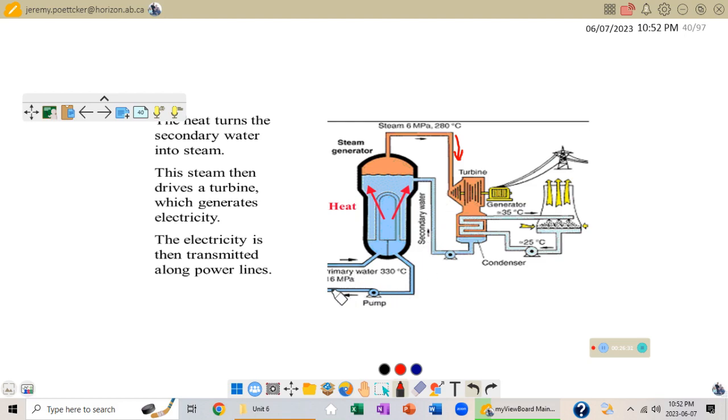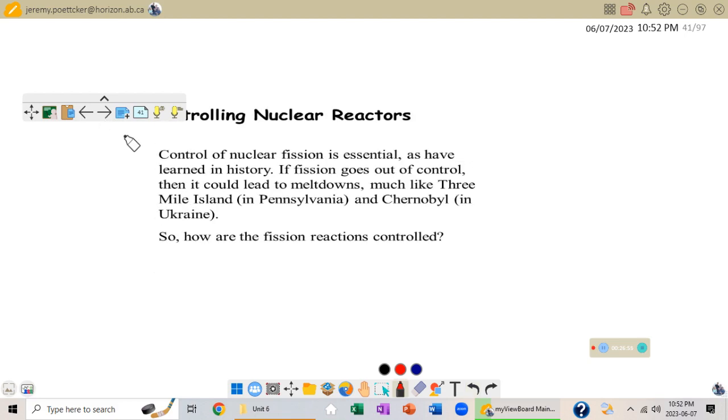So we've got heavy water going through a loop, we've got secondary water going through a loop, and we have cooling water going through a loop. None of these samples of water, if all goes well, is supposed to ever come into contact with each other. These pipes are all supposed to be sealed, and so we never have this water that's on the outside ever in contact with anything radioactive. Assuming all goes well. Control of nuclear fission is essential. As we have learned in history, if fission goes out of control, it can lead to meltdowns. You might have heard of Three Mile Island in Pennsylvania or Chernobyl in modern-day Ukraine.